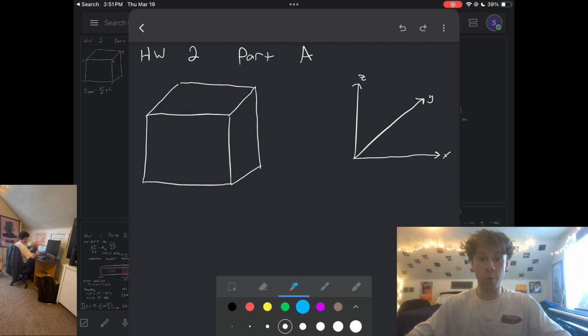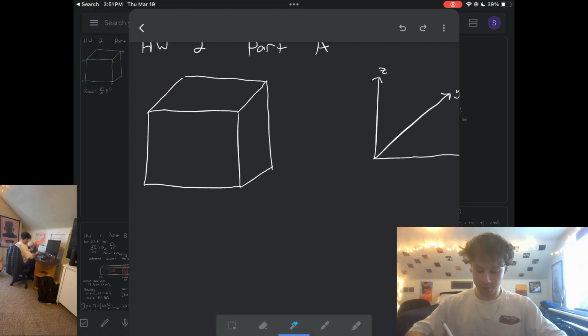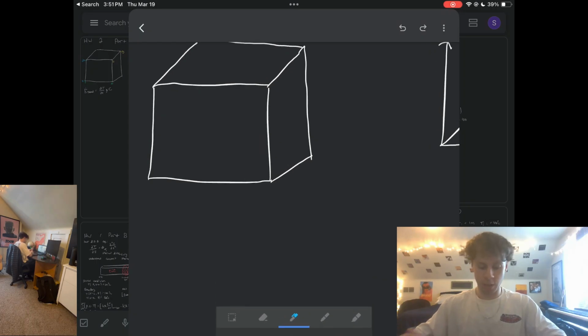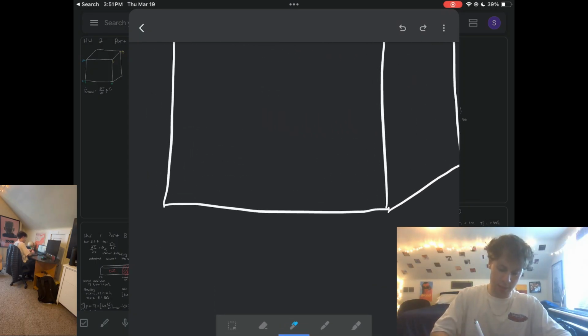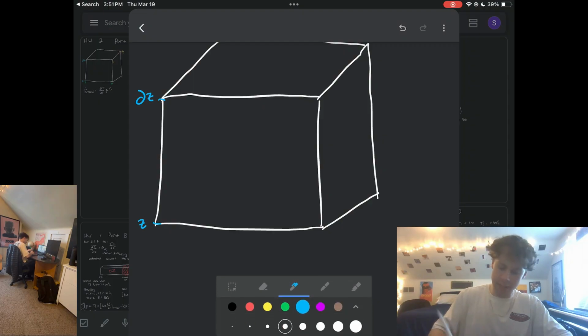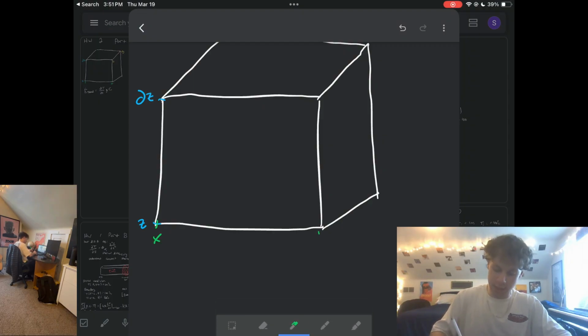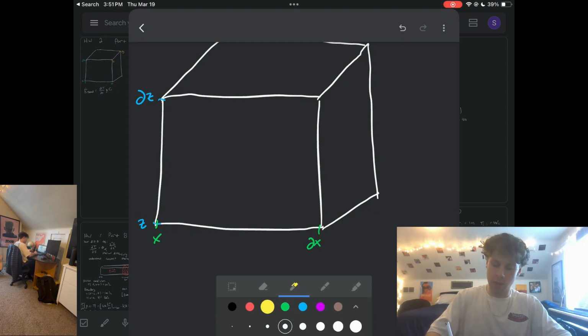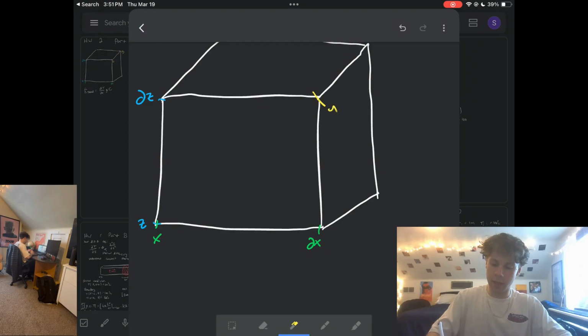This is homework 2, part A. So to start, I will derive the three-dimensional heat diffusion equation for Cartesian coordinates using volumetric heat generation. So if we imagine a cube with this as the z-axis and a length of dz, this as the x-axis, length dx, and then y-axis, length dy.